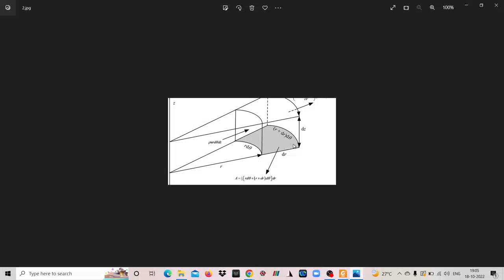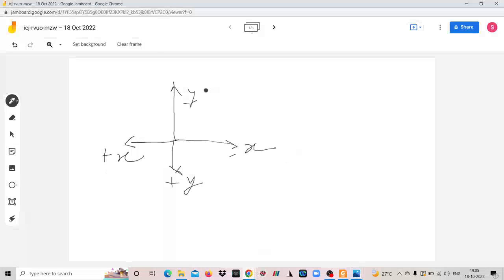Now if you consider this volume, the shaded portion in brown, is it clear? One of the lengths is r d theta, the other one is dr, and the thickness along the z direction is dz. Why is this r d theta, and why is this dr? Let me explain.